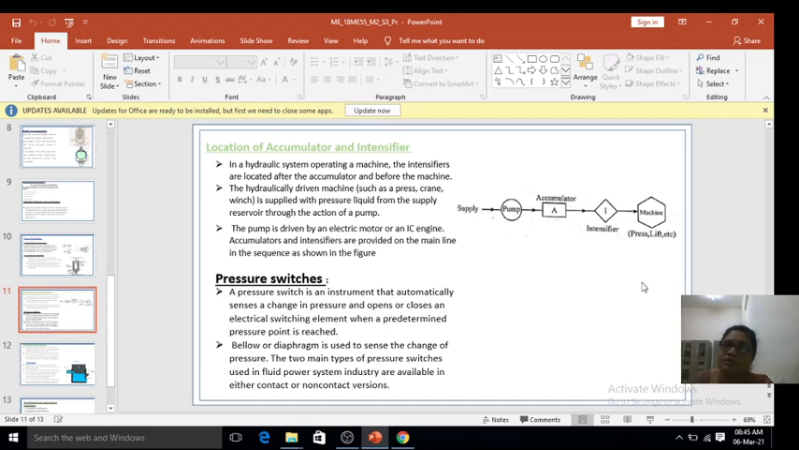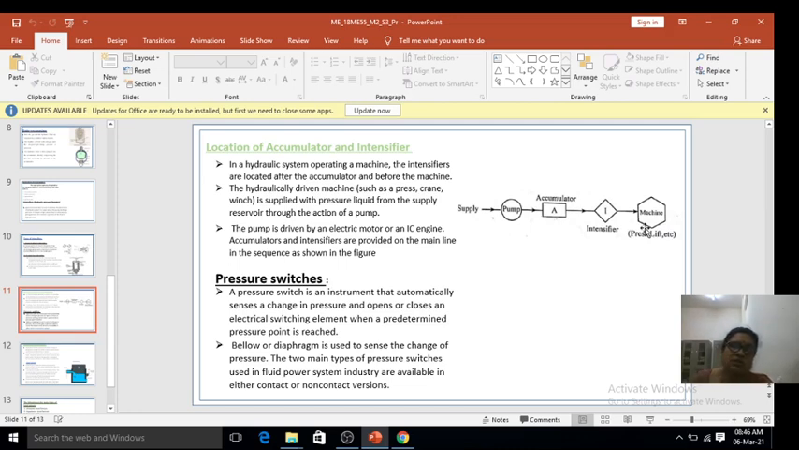You can observe from the figure here, there is a supply pump, an accumulator, an intensifier and a press, lift, etc., nothing but a machine. The pump is driven by an electric motor or by an IC engine. Accumulator and intensifiers are provided on the main line in the sequence as shown in the figure.